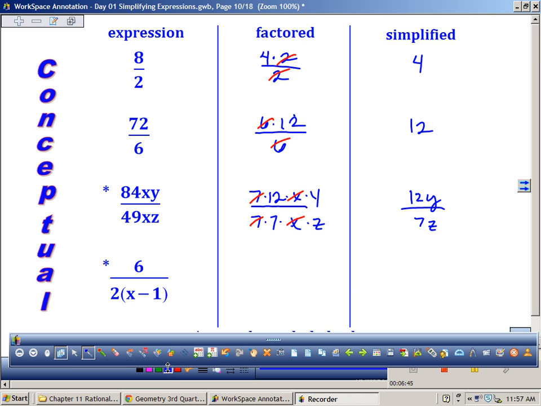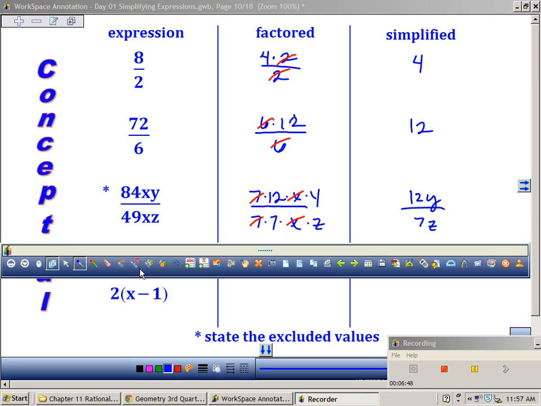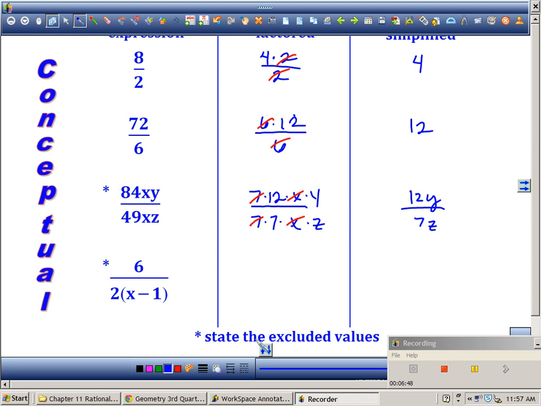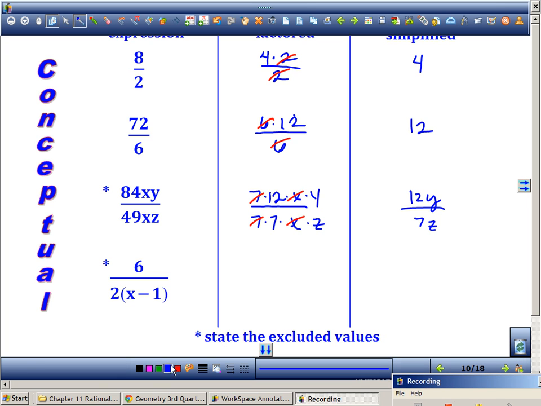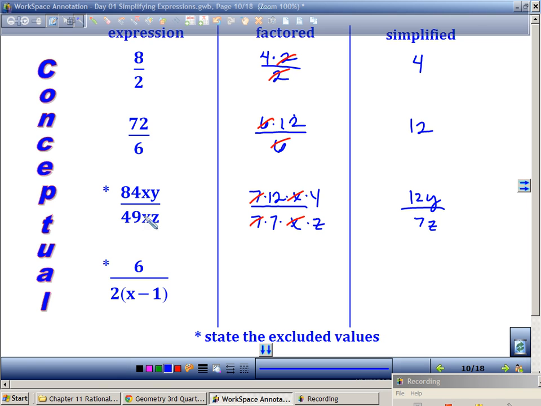About this last one. Ooh, I've got a star right here. I'm glad I put that there. It was to remind myself, state the excluded value. What can x and z not be? Good. Why, Patrick? Why can x not be 0 and z cannot be 0?